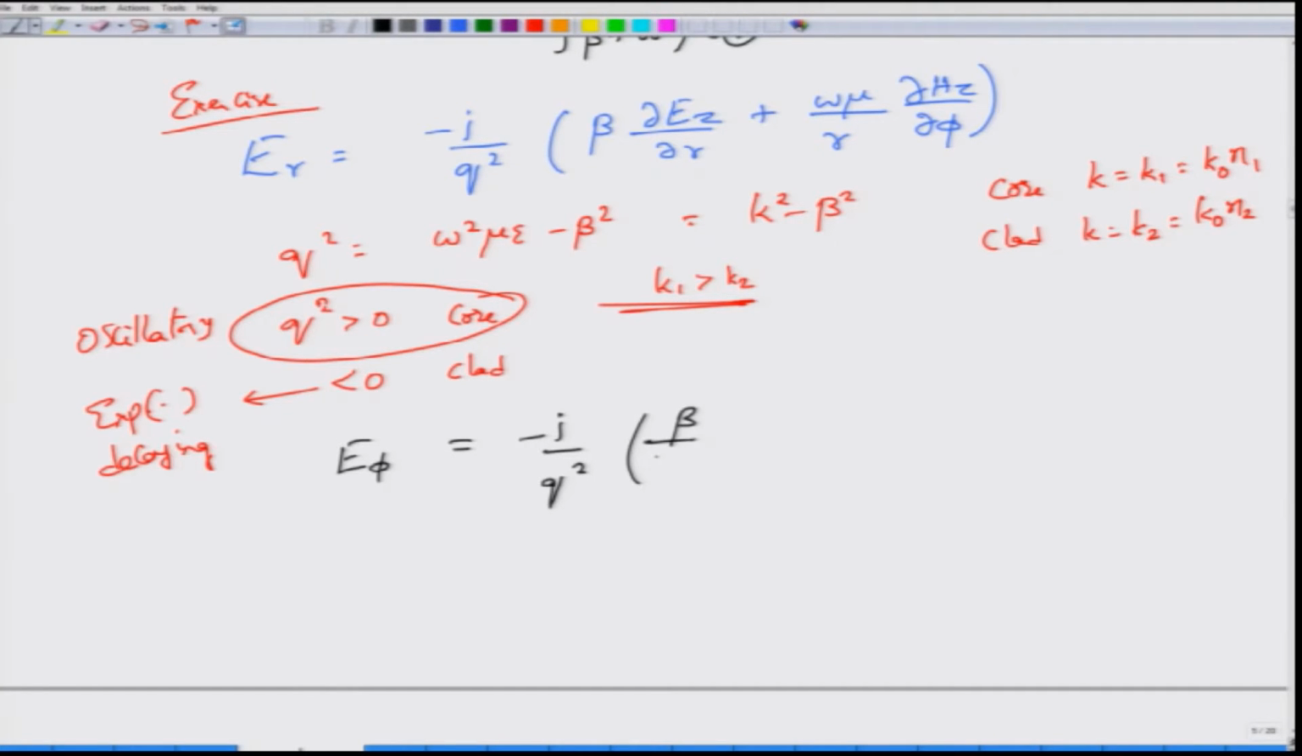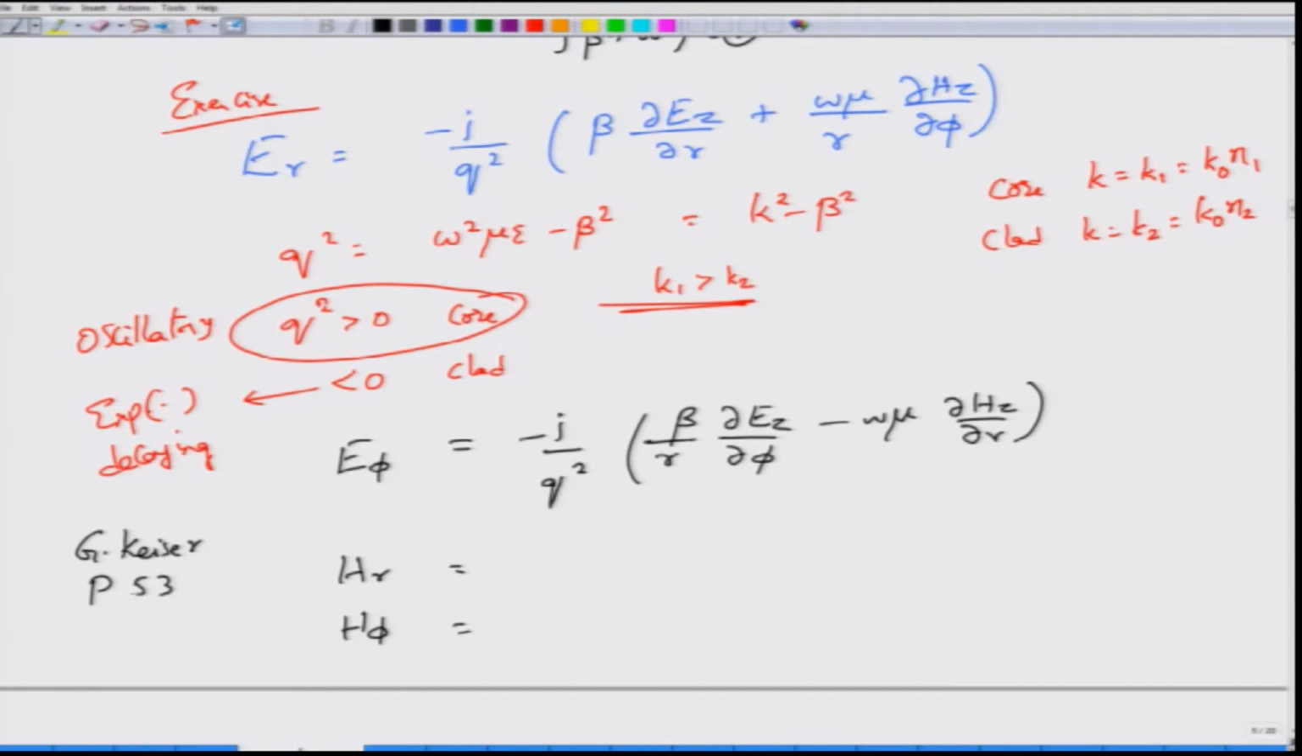So this would be beta by r del Ez by del phi minus omega mu del Hz by del r. Similarly, there will be H r and H phi. I am not going to write them. You can look at the textbook that we are following for the course, page number 53 of the 5th edition. All these formulas are taken from there, so you can look at the textbook when you have some time. Okay, this completes our step 2.